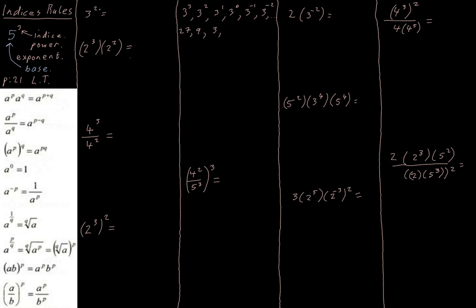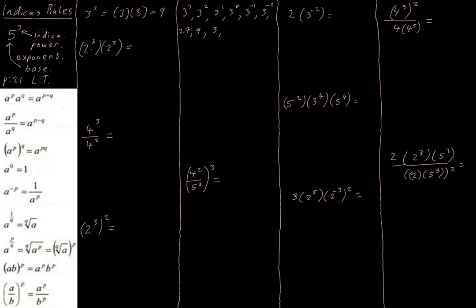If we have 3 to the power of 2, what does that mean? It means we have 3 multiplied by itself 2 times. So our power, our exponent, tells us how many times we're multiplying this base number by itself. So we're multiplying 3 by itself 2 times, and you end up with 9.